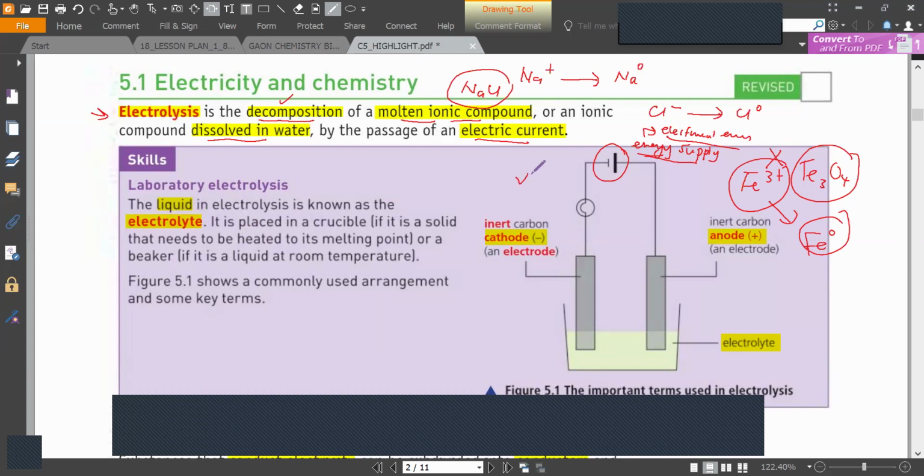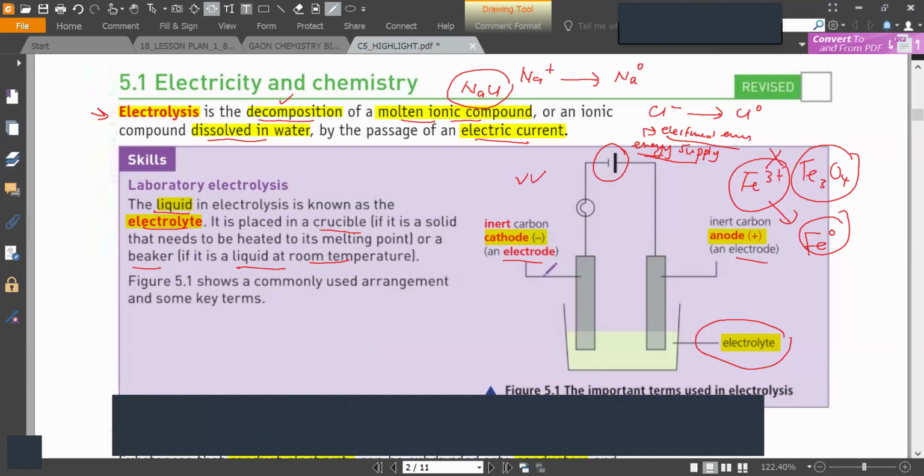So this is the electrolysis setup here. We have the power supply, which could be from the power grid or from batteries. Then we have the electrolyte, the liquid in the electrolysis. We can put it in a crucible if we need to melt it, or in a beaker if it's at room temperature. Then we also have two electrodes.